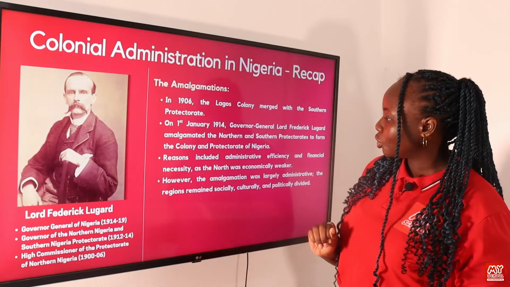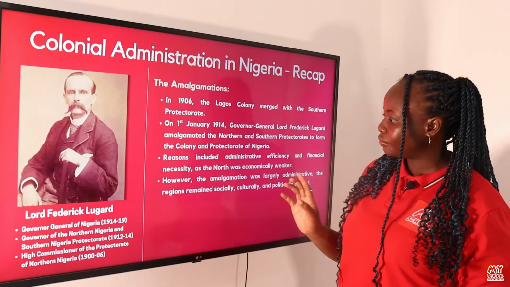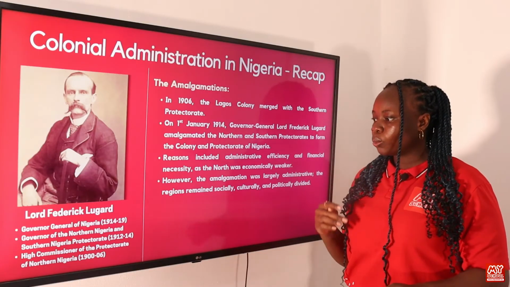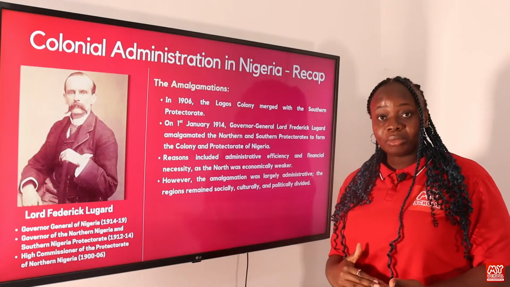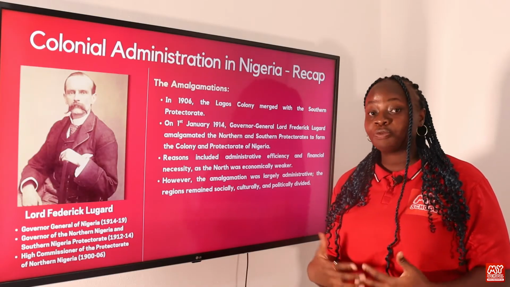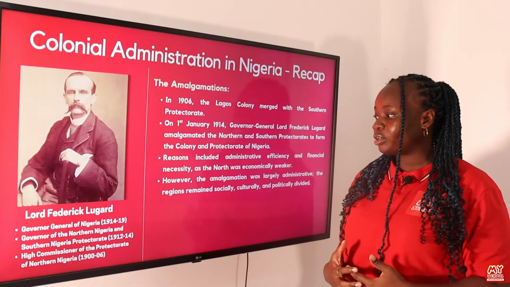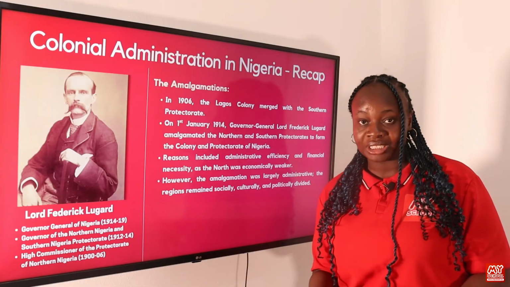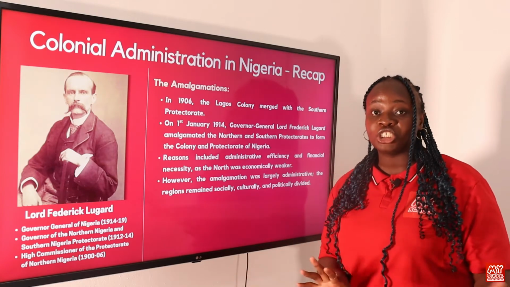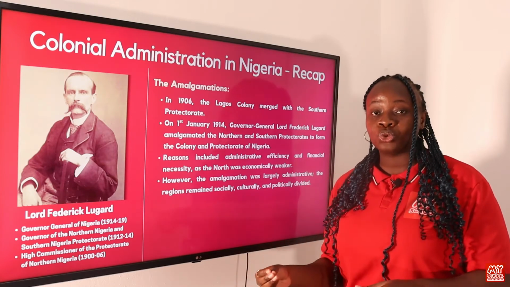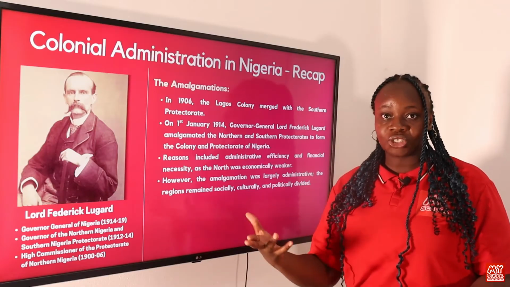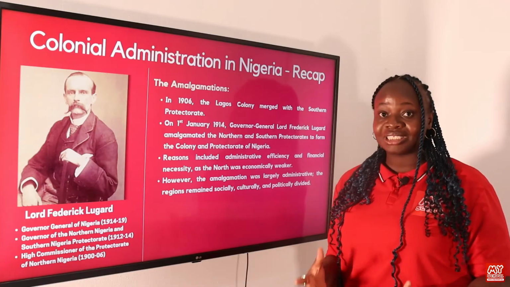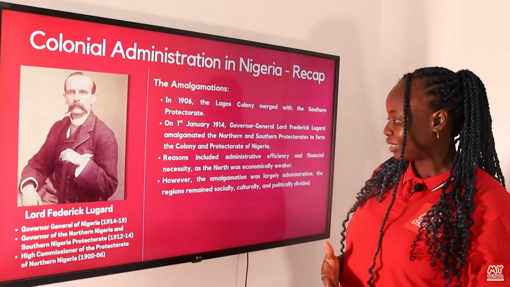Then the amalgamation was largely administrative. The regions remained socially, culturally, and politically divided. So these different regions that they amalgamated together had different cultures, different religions, and so it was very difficult for them to govern them together as a whole. They were still using the indirect rule system, where each of the different societies, each of the different kingdoms, was allowed to have their centralized leaders, but these leaders answered to the British authority. So this was the system in which they governed these various protectorates.